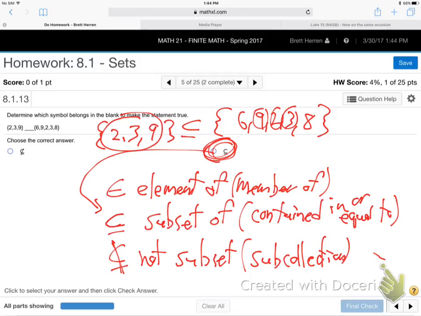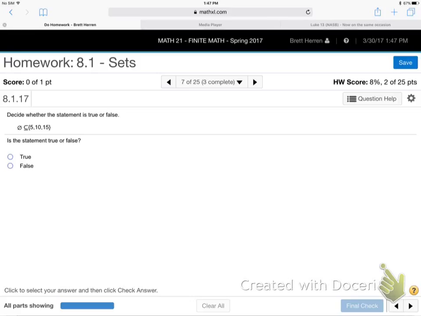Contained in. All right. Again, I'm not going to ask these weird questions on the test, but let me help you get through your homework. So what that says, 5, 10, 15.